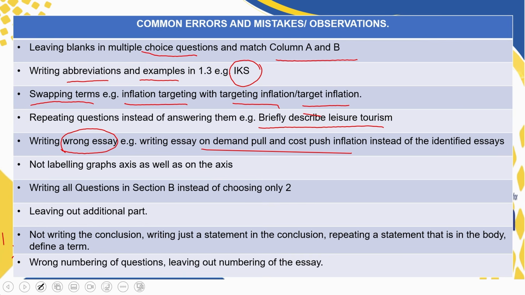Another one is not labeling the axis. When you are drawing, we have got the vertical axis, we have got the horizontal axis. They need to be labeled. I'll look at this a little bit later. And also there's something known as labeling on the axis. I'll also touch on that one when we are doing examples.